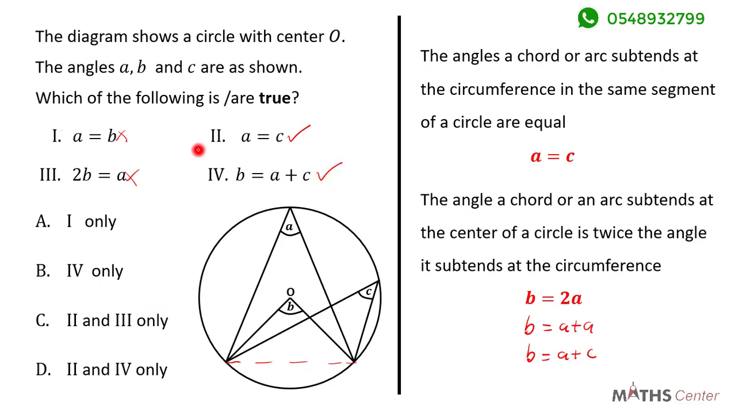And so our two correct options are II and IV. When we look through the 4 options we have here, we can see that that one is D. II and IV only.